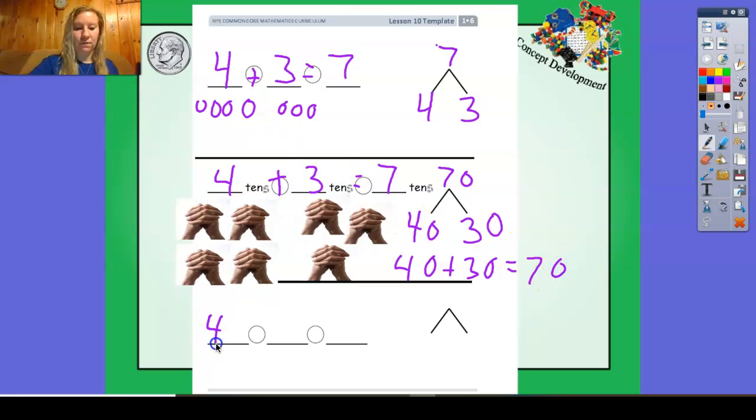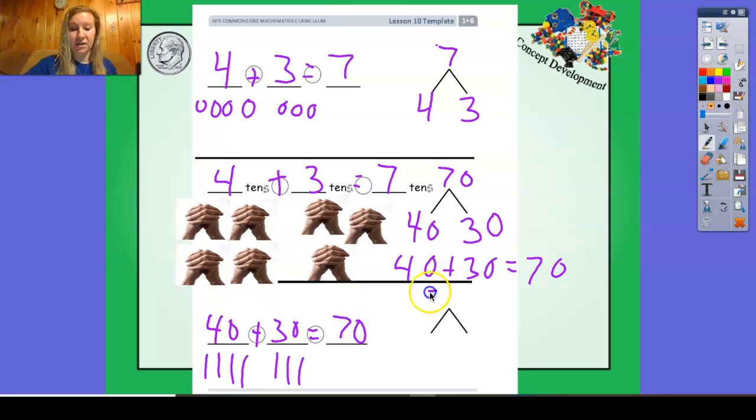So if I'm writing 40 plus 30 equals, I could do it the quick 10 way as well. 1, 2, 3, 4. 1, 2, 3. How many do I have? I have 7 tens, or 70. Now I'll put my 70 up here, my 40, and my other part, my 30. Okay, so there's a couple different ways that we can do this.